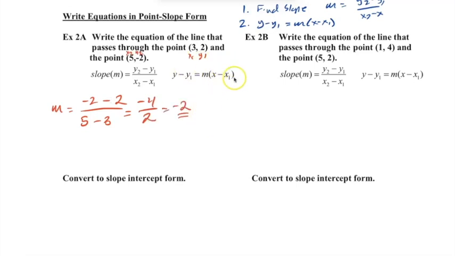I'm going to pick a point to plug into here. Well, they're asking for x1, y1. I could use x2, y2, but honestly, just use either one. That's fine. So I'm going to use these. And I'm going to get y minus, this is going to be 2, and that's going to be 3, and this is negative 2. So y minus 2 equals negative 2, x minus 3.